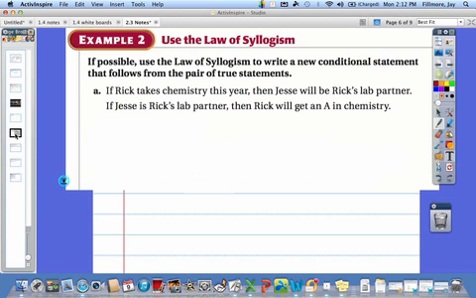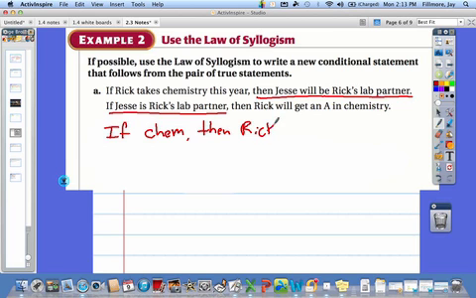So for part A, if Rick takes chemistry this year, then Jesse will be Rick's lab partner. If Jesse is Rick's lab partner, then Rick will get an A in chemistry. So we see that one conclusion matches the hypothesis of the other. So we can eliminate those two and just leave our original hypothesis and our ending conclusion. So if Rick takes chemistry this year, so I'm just going to abbreviate and say if chem, then Rick will get an A in chemistry. So then Rick will get an A.